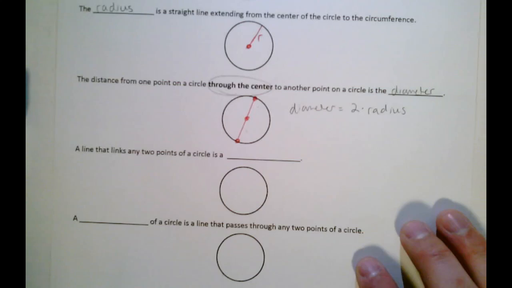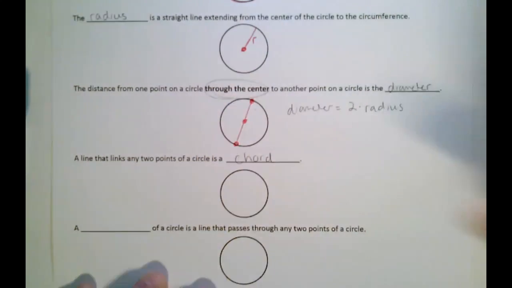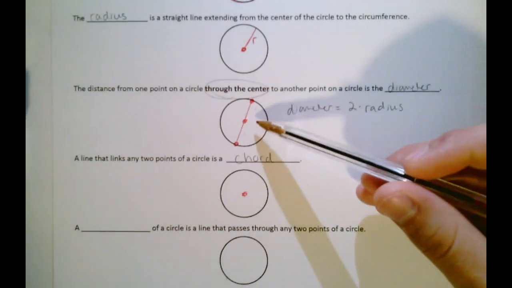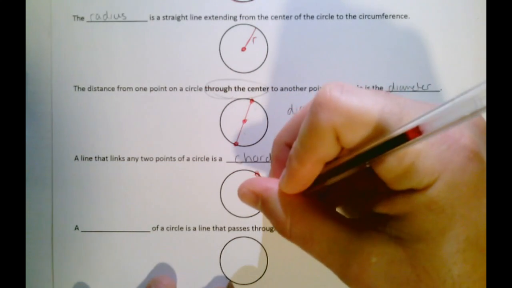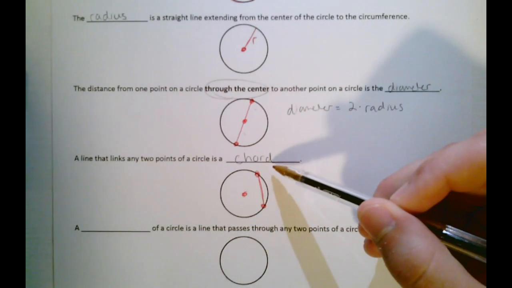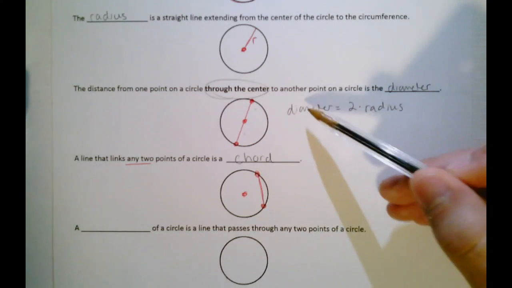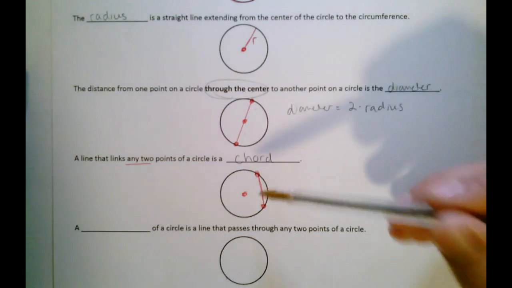Okay, so let's look at our next definition. And this is why we should note that it has to go through the center. A line that links any 2 points of a circle is a chord. So for this, if I have the center, a line doesn't necessarily have to go through the center like the diameter. A chord could be a point here and a point over here, and that line doesn't have to touch the center. That is a chord. The important thing to note here is that it says any 2 points. So that means that a diameter is a specific type of chord, but a chord is not a diameter. All right, so a chord could touch any 2 points.